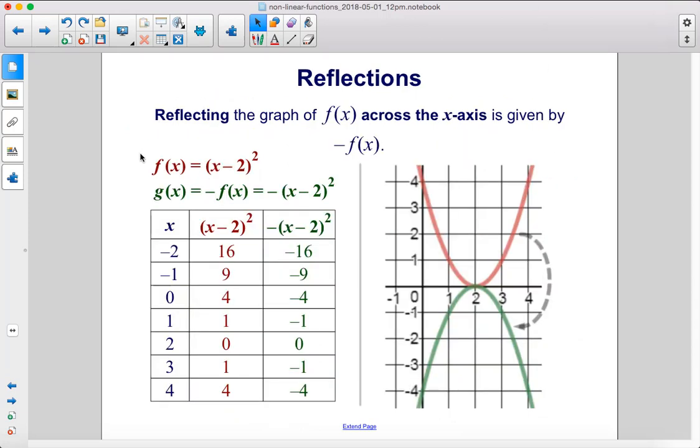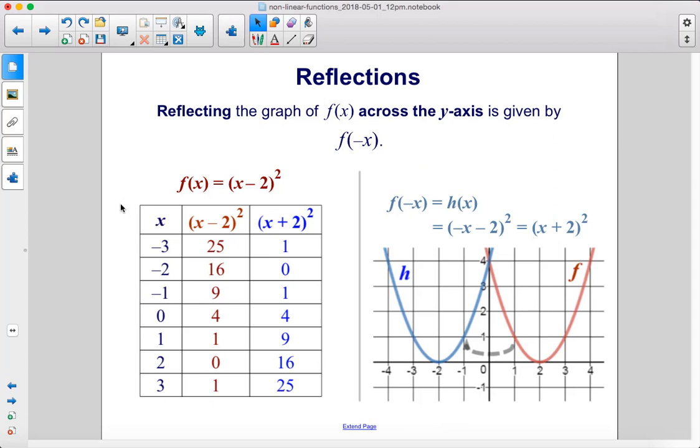Reflecting the graph of f of x across the x-axis is given by negative f of x. If we start with f of x equals (x - 2)^2, g of x equals negative f of x, or -(x - 2)^2. So we start with this parabola, and we end up with this parabola beneath the x-axis.